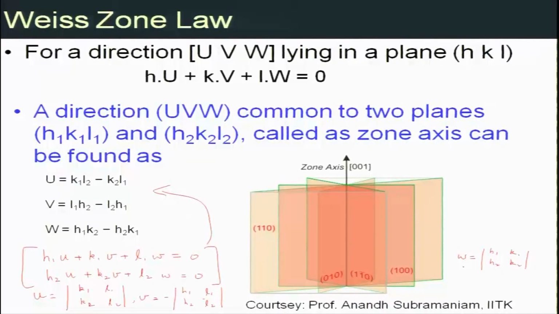So you can see here, let us say you have two planes. One plane is 1 0 0 and another plane is 1 bar 1 0. I will go to the next slide, that will make it a little easier. So for the first case it will become U minus V is equal to 0, and for the second case it will become U is equal to 0.